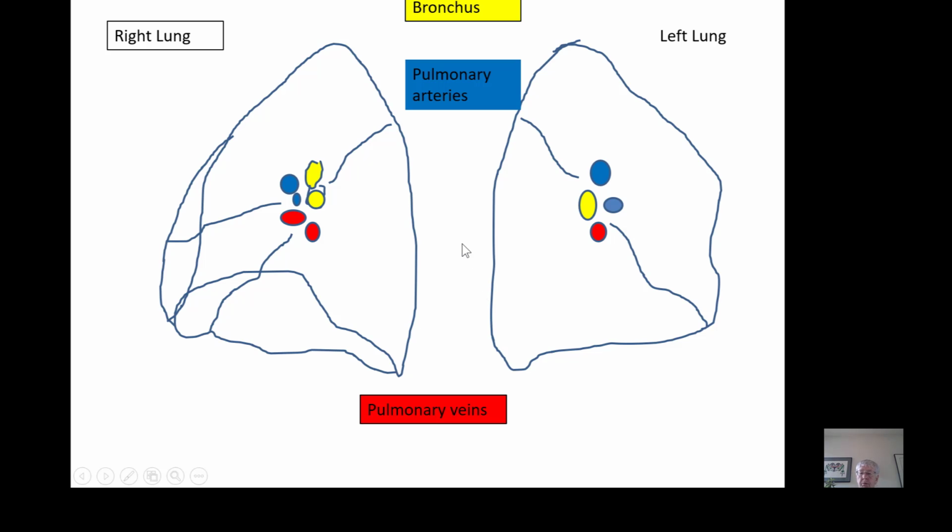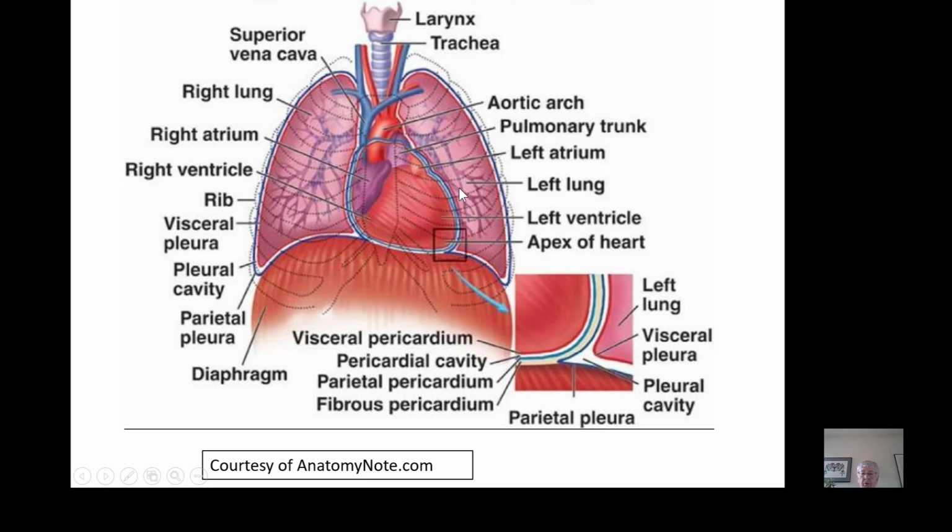In this rather simplistic cartoon, it shows that the left lung is composed of two lobes, upper and lower, whereas the right lung has a middle lobe as well. The anatomy is slightly different because the pulmonary artery in the left lung tends to be superior to the bronchus, whereas in the right lung it's much more anterior to the bronchus.